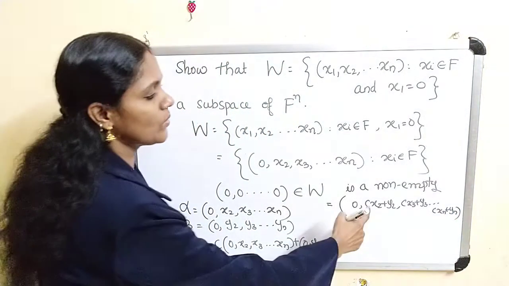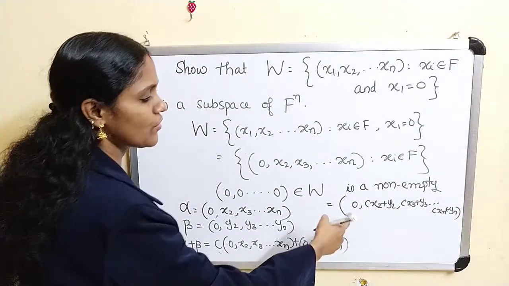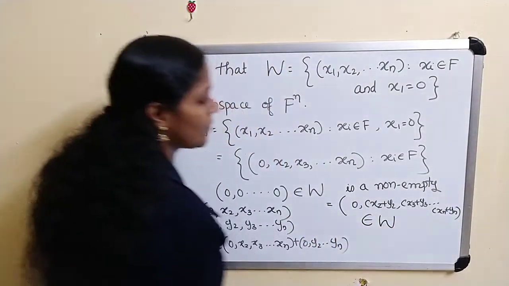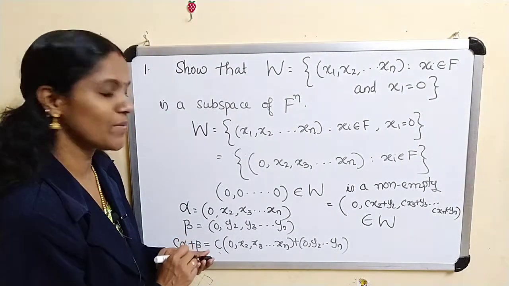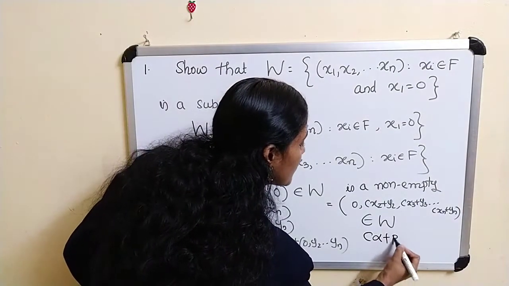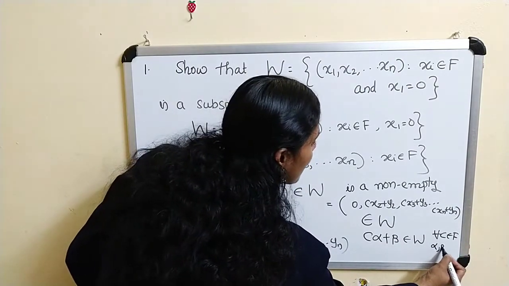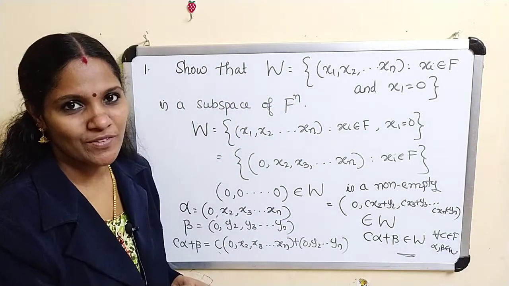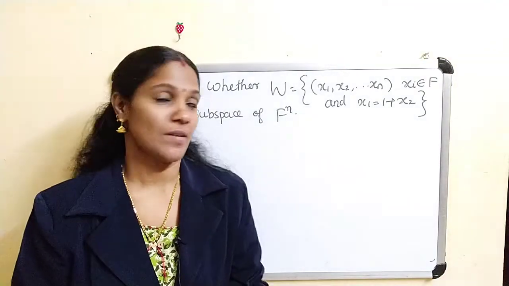Here C belongs to F, x2 belongs to F, y2 belongs to F, and therefore each of these entries belongs to F. But the first entry is 0, therefore this clearly belongs to W. This is true for every C belongs to F and every alpha, beta belongs to W. Thus, we get C alpha plus beta belongs to W for every C belongs to F and alpha, beta belongs to W. This implies W is a subspace of Fn. Now we will discuss another example.